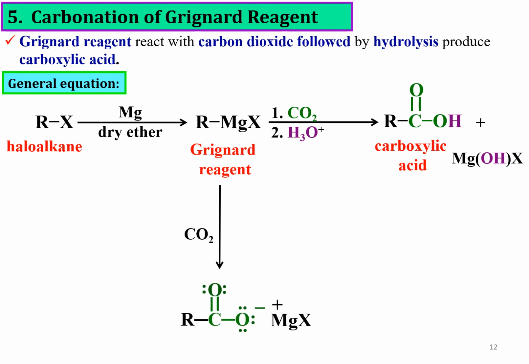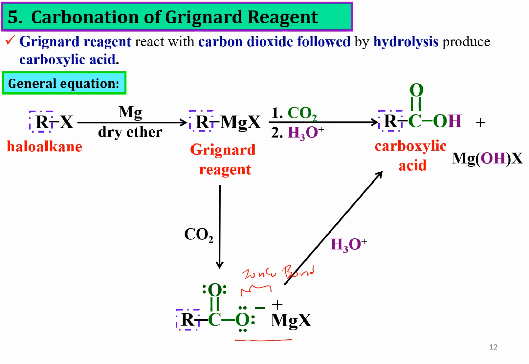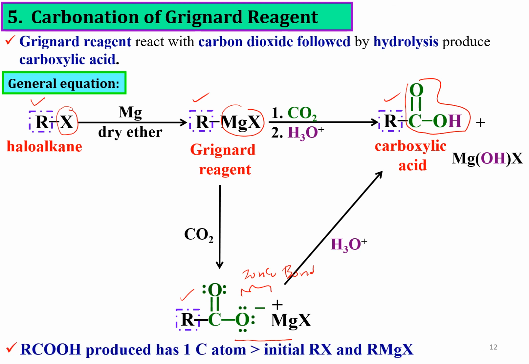We can separate it into two steps. The first step here you can see react with carbon dioxide, we get an intermediate. So here is an ionic bond. The intermediate will react with acidified water. So hydrolysis, you get carboxylic acid plus MgOHX. You can see here the R group does not change. The change happens to the X, the halogen converted to MgX, then further to COOH. So you have two steps here. So the RCOOH produced has one carbon atom more than the initial haloalkane and Grignard reagent.